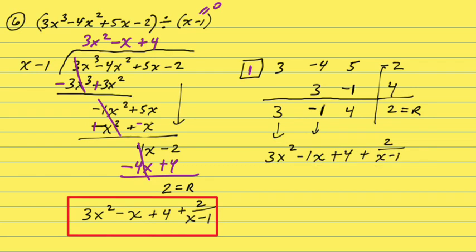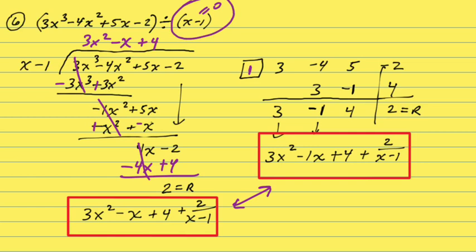Now I hope that matches the previous one. Let's check them, see if these are the same. The one on the left is called long division. The one on the right is called synthetic division. You can only use synthetic division when what this equals 0 is an integer.